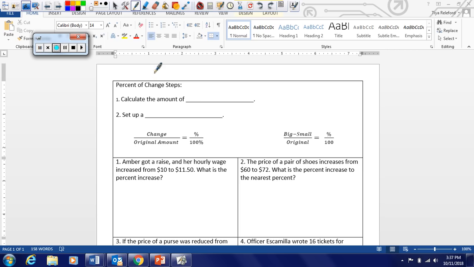Okay, so we've been doing percents. This is not that much different. So if it says percent of change or increase or decrease, the first thing you're going to do is calculate the amount of change. And then you're going to set up a proportion, and then you know what to do from there.